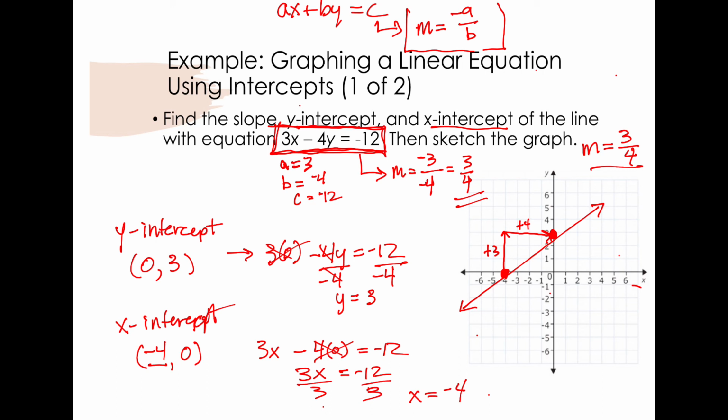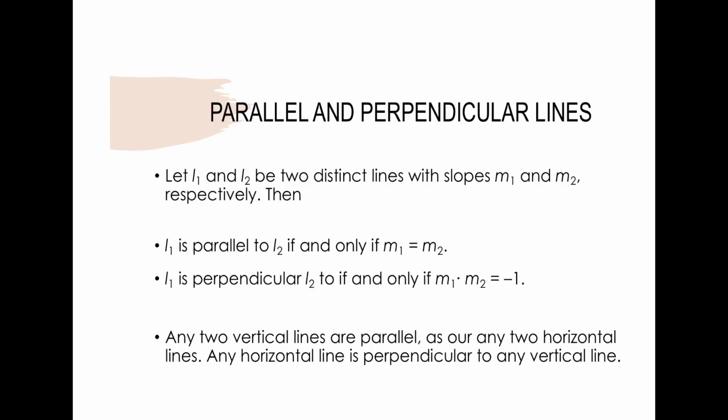Let's talk about parallel and perpendicular lines. If we let L1 and L2 be two distinct lines, and we use M, which is generally used for slopes, so we'll say M1, so that's the slope of line 1, and M2 is the slope of line 2.